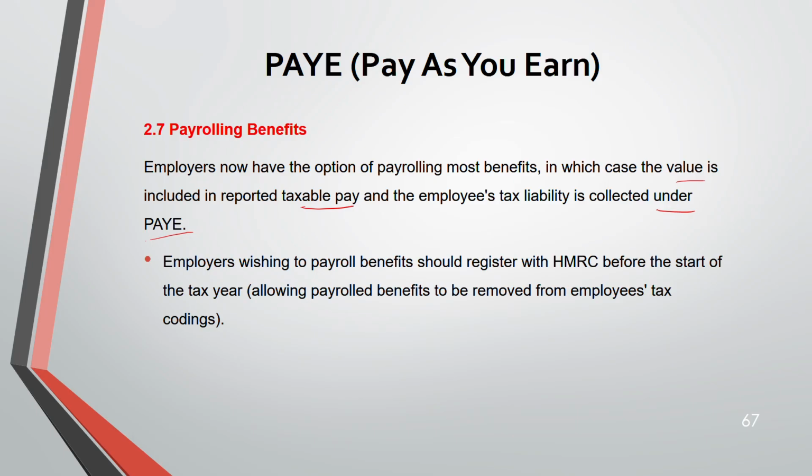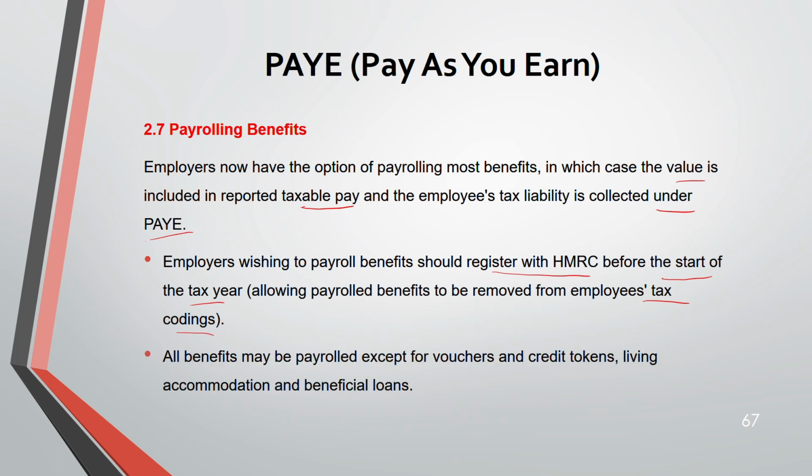Okay, so for employers wishing to payroll benefits, remember, you should register with HMRC before the start of the tax year. This allows the payrolled benefits to be removed from the employee's tax coding. You also have to remove them from the employee's form P11D because now you are payrolling the benefits. All benefits you can payroll except vouchers, credit tokens, living accommodation, and beneficial loans. By the way, these are the benefits we have just covered in the first section of this lecture. So except these four benefits, all the rest could be payrolled.